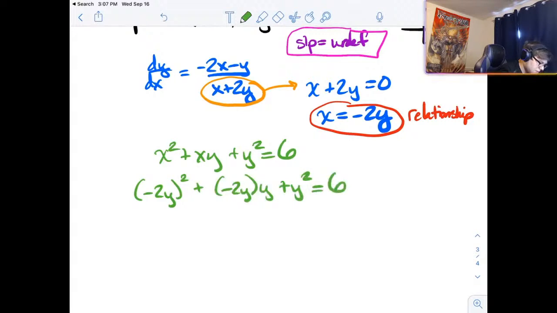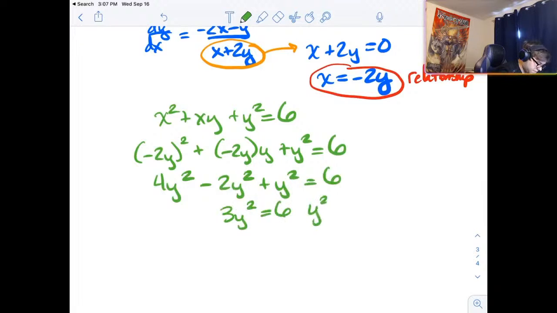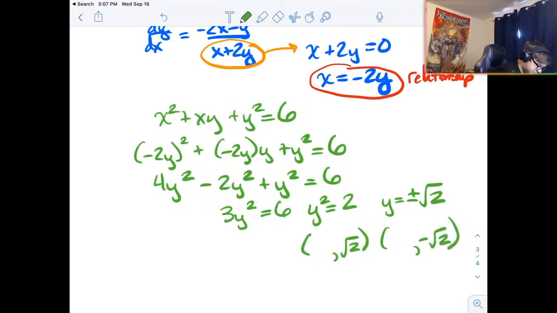So your expression would look something like this. This becomes positive 4y squared minus 2y squared plus y squared. And as you guys are probably noticing, this equation is essentially working itself out almost identically to how the other equation did, but the difference is this time it is y values of the point that we land at instead of the x values.